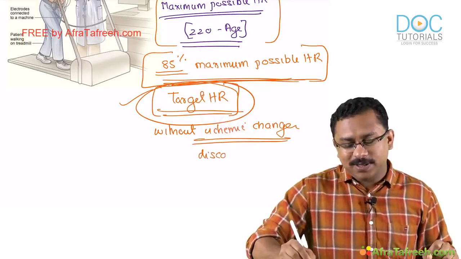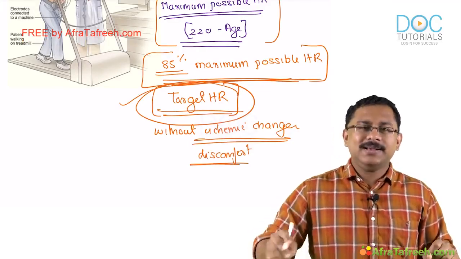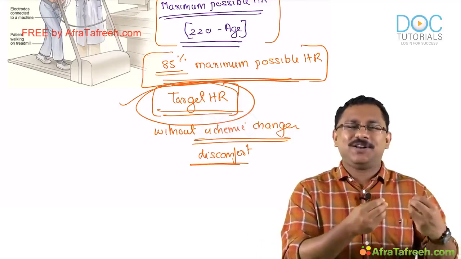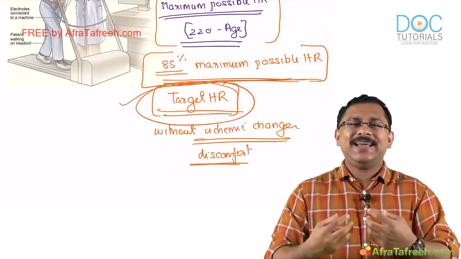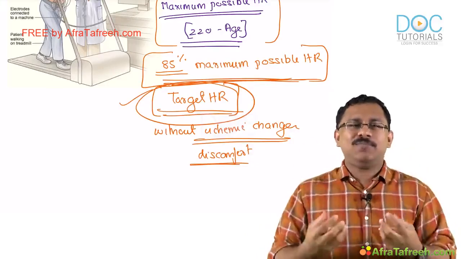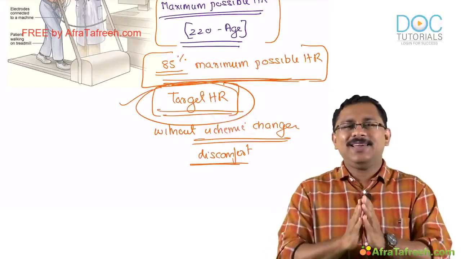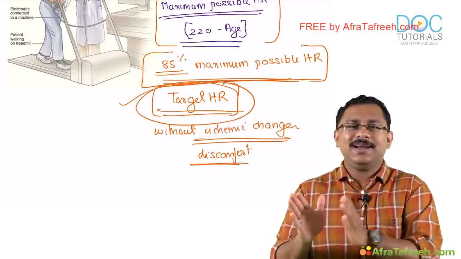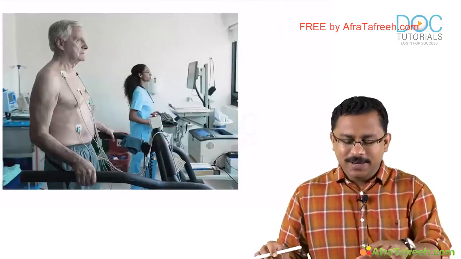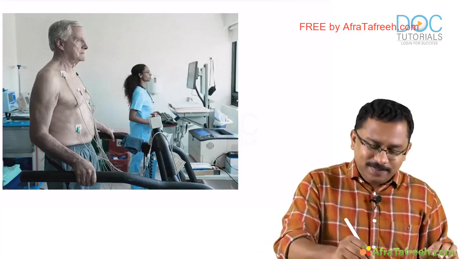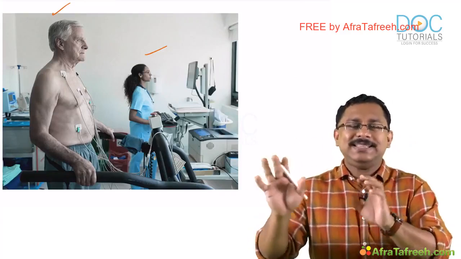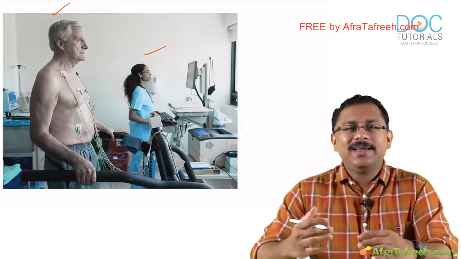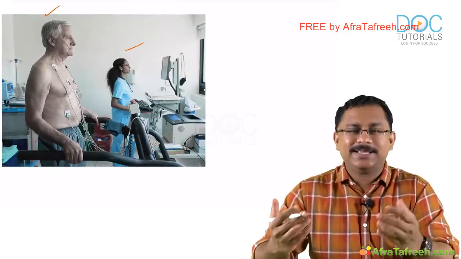You would also look for the patient developing any discomfort. Anyone while walking will have some sort of discomfort, but remember, while doing a treadmill test, if a patient complains of chest pain, a pre-syncopal episode, or too much fatigue, definitely you should reduce the speed and stop the treadmill test. Very, very important. While the test is being done, the doctor would be monitoring the ECG and seeing whether the patient is developing any ischemic changes.